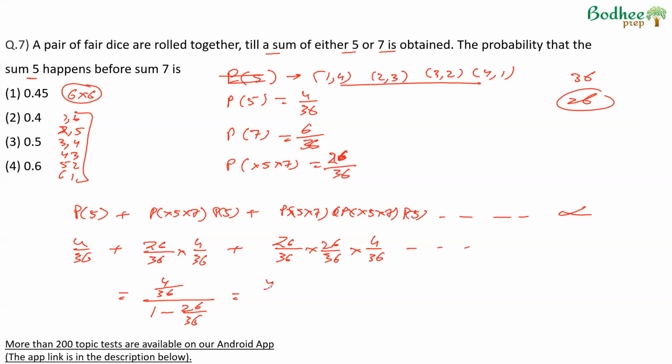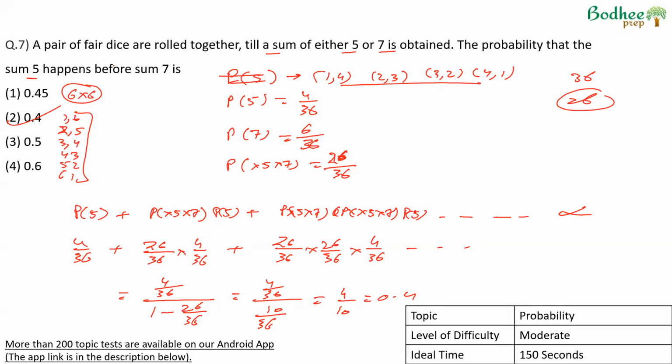So this becomes 4 by 36 upon 10 by 36, or 4 by 10. 0.4, option 2 becomes the answer. I will call this question a moderate to difficult question. If you know what is happening, it is a doable question. Otherwise, it can be a little tricky. Easily 2.5 minutes to solve. I will keep the solution with me and go on to the next question.